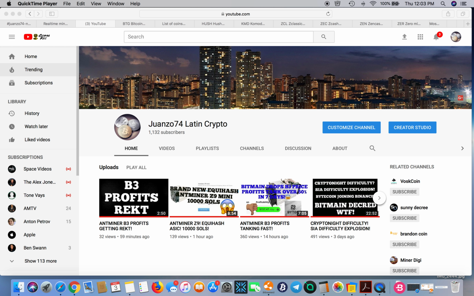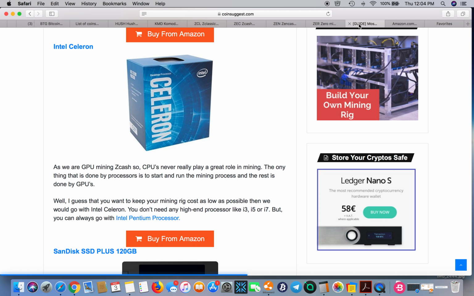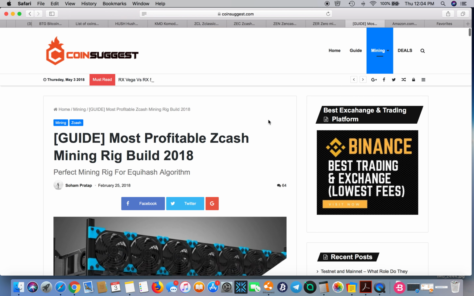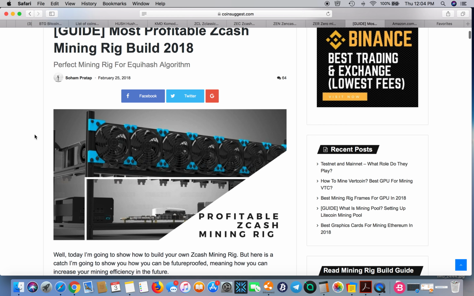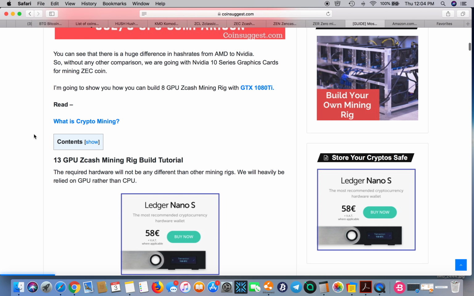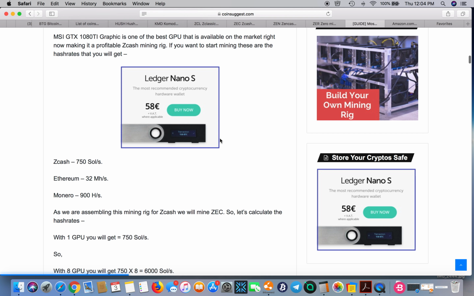So this got me thinking. I'm like, well, what about a GPU rig? Why don't we check that out? And I've done it once before, and I'm gonna do it again. So I went on Google and I googled Equihash rigs, and I ended up coming across this rig right here. It's the most profitable Zcash mining rig, Equihash algorithm. And it gives you basically all the pieces that you need here on Amazon.